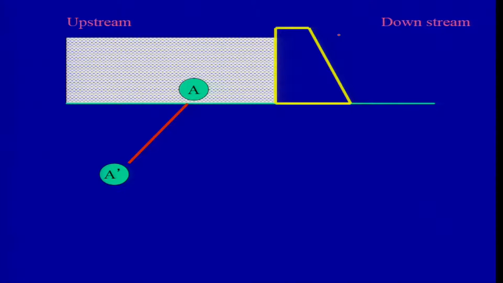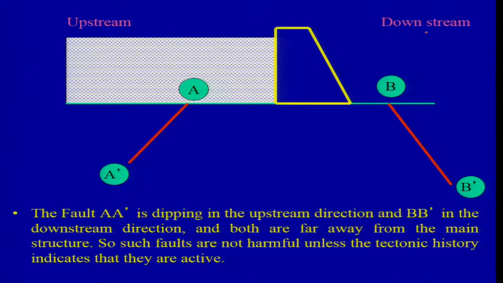Now, suppose we have the same case. Let us take that we have a dam here, this is the upstream direction, this is the downstream direction, and we have faults like A dash and B dash. In both cases the faults are away from the main structure, because in any case we need to safeguard the dam structure. Both the faults are away and both are dipping in different directions. For example, if this is south and this is north, one is dipping towards north and another towards south. So, fault A is dipping in the upstream direction, and B dash is dipping in the downstream direction, and both are far away from the main structure.